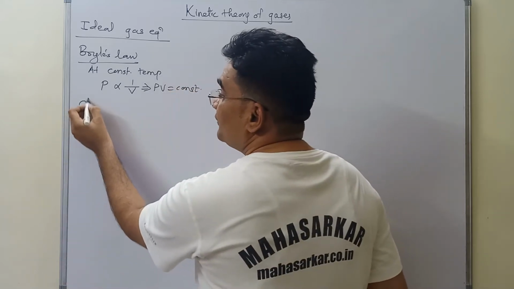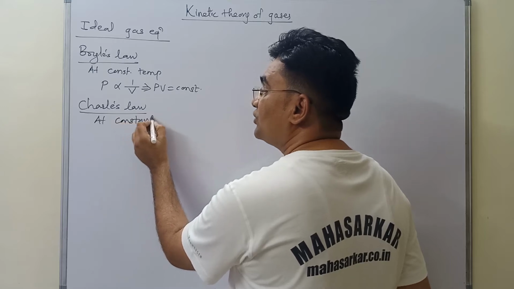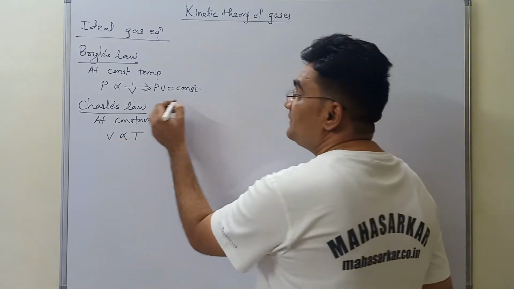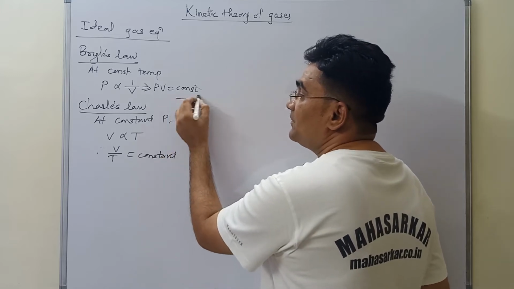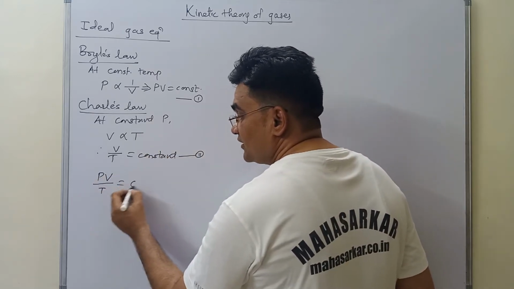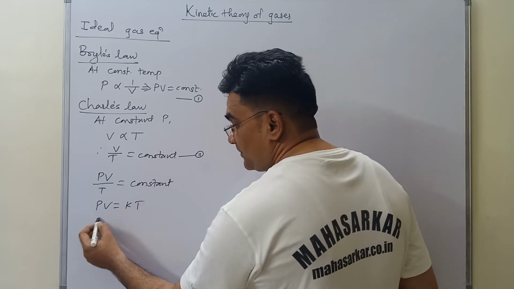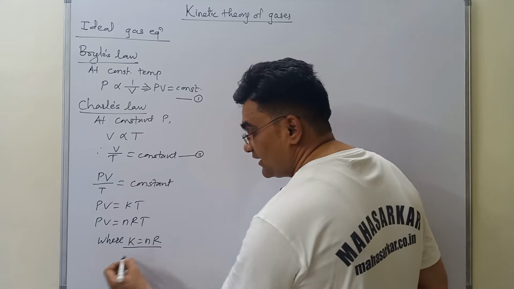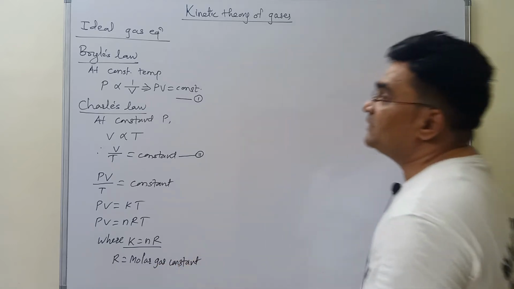Constant. Along with that, we have learned Charles' law. According to Charles, at constant pressure, the volume of a gas is directly proportional to its absolute temperature. So V upon T will be what? Constant. If this is equation number 1 and this is equation number 2, then if I combine both equations, PV upon T is always constant. So PV equals KT, or PV equals nRT, where K is equal to nR, and R is called the molar gas constant. This basic theory you must have learned in chemistry also.